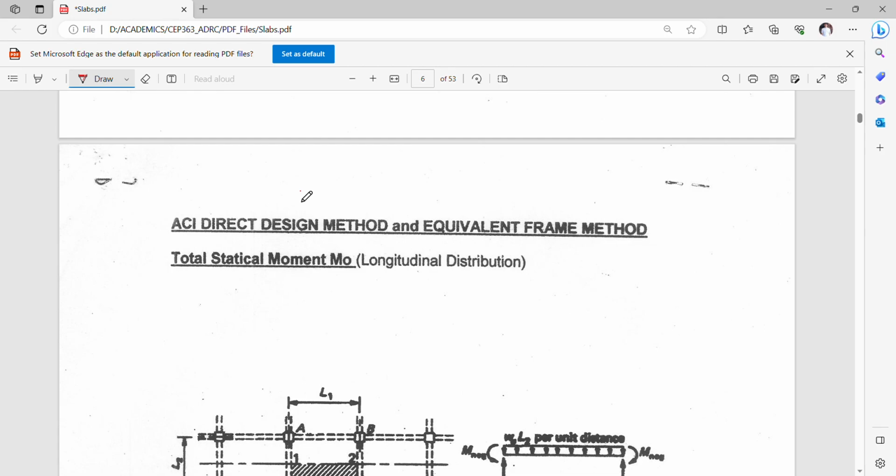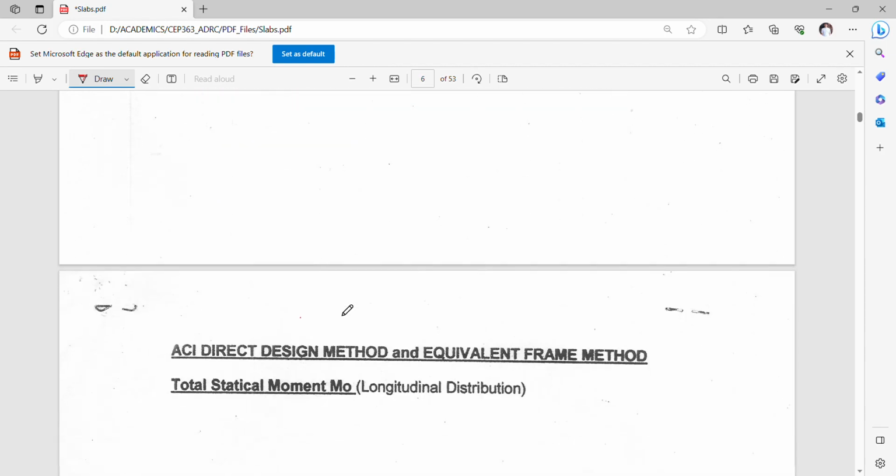We are still on the discussion on ACI direct design method and equivalent frame method. So this is part three of the series of videos I'll be giving you on two-way slab systems. For the ACI direct design method and equivalent frame method, the manner on how to distribute the moments longitudinally is the main difference.